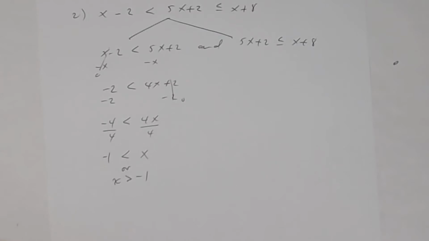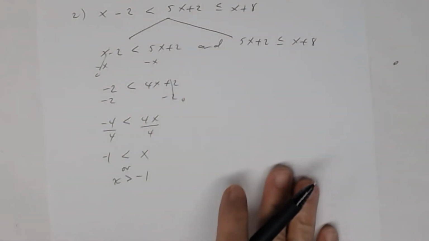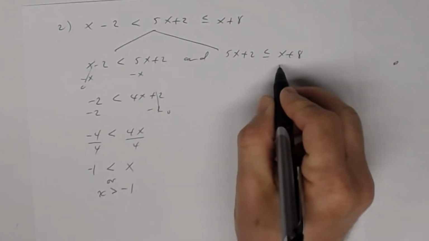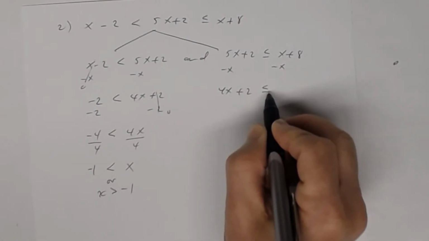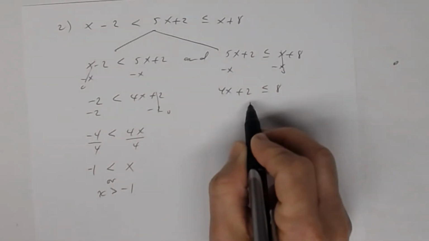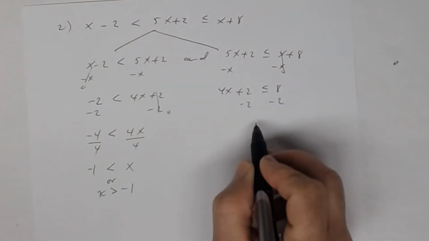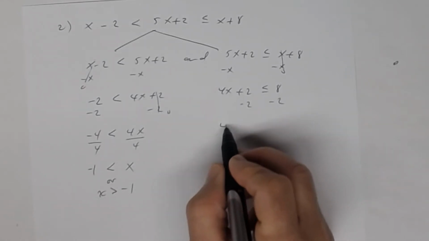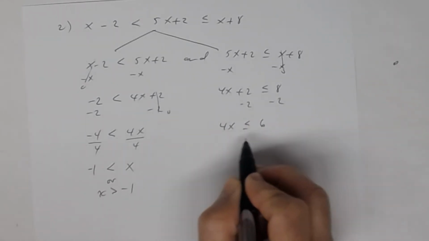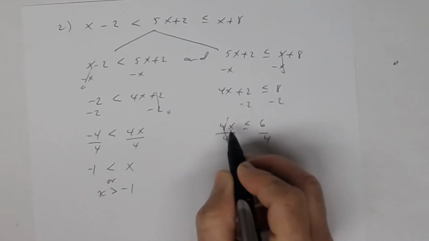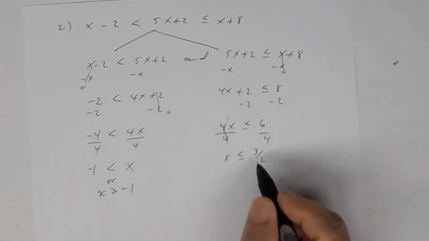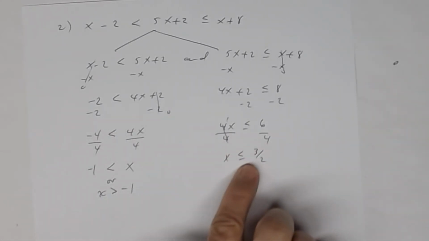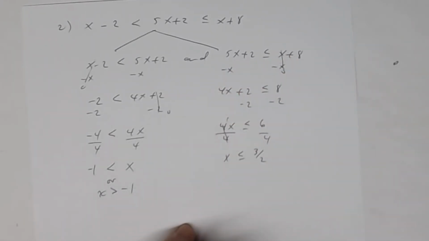Now we're going to do the other one. In the other one, we're going to solve this simple inequality. So I subtract x from both sides. 5x minus x is 4x plus 2 is less than or equal to 8. Subtract 2 from both sides. I get 4x is less than or equal to 6. Divide both sides by 4. I get x is less than or equal to 6 divided by 4, which is 3/2. So any real number less than or equal to 3/2 is a solution to this inequality.